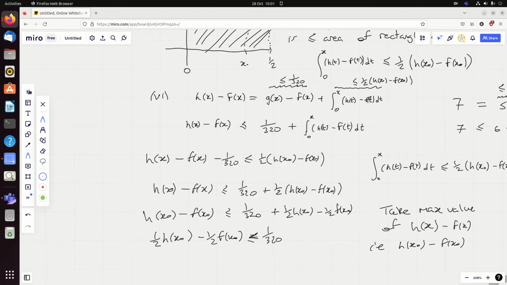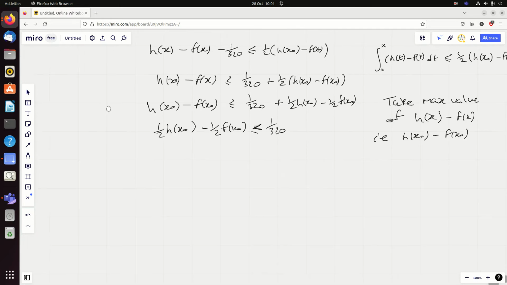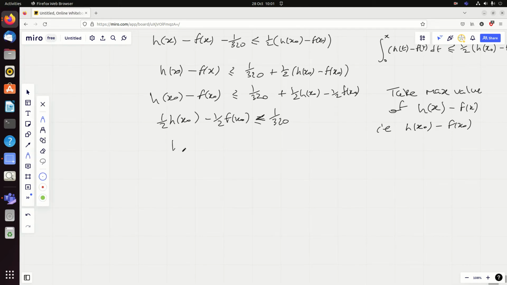And now I've basically done it, but I just want to say one more thing at the end, because look at this. I've got h of x0, and I feel like I've faffed around a bit, and maybe the mark scheme is better at explaining this bit than me, probably. 2 over 320, so 1 over 160. Yeah, that's a good but not an excellent approximation, isn't it?